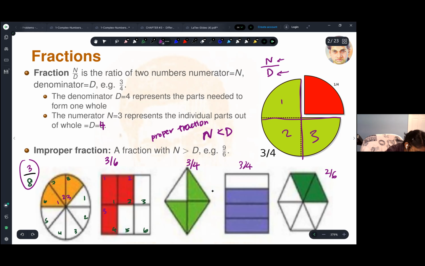For the last one, let me depict what I mean. Green, I guess, is not the best color. So 1, 2, 3, 4, 5, 6, and 1, 2. So it's 2 out of 6. So the shaded divided by the total parts. That's what a fraction is, basically.